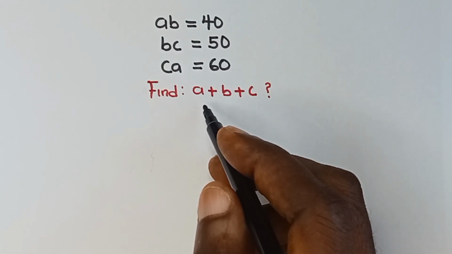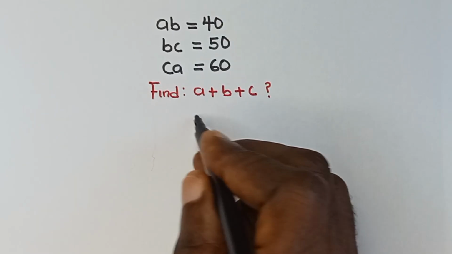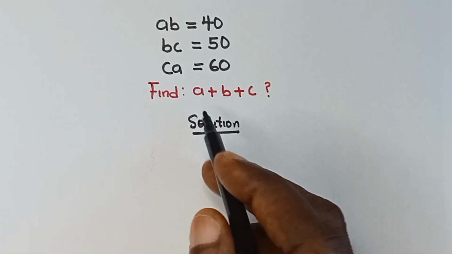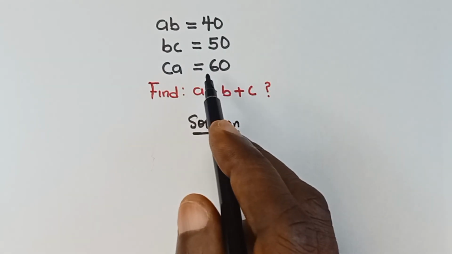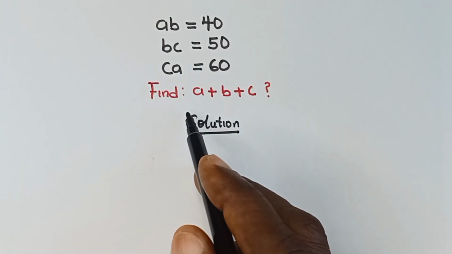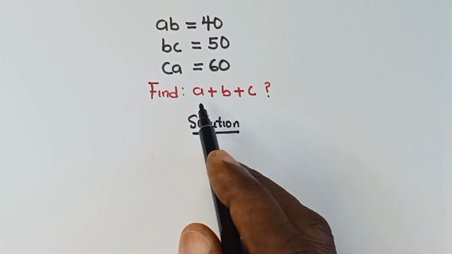In this video, I want to show us how to solve this viral and tricky simultaneous equation. Okay, I'm going to show us the fastest method. Now, solution. We have AB equals 40, BC equals 50, CA equals 60, and we have to find the sum of A, B, and C.